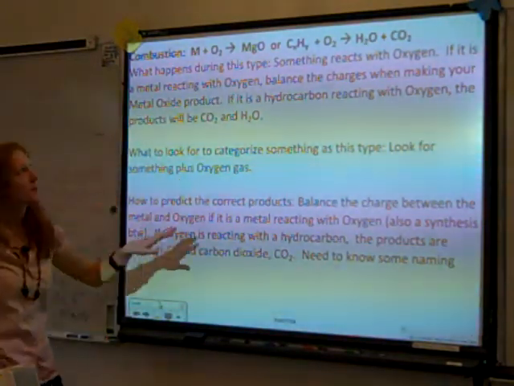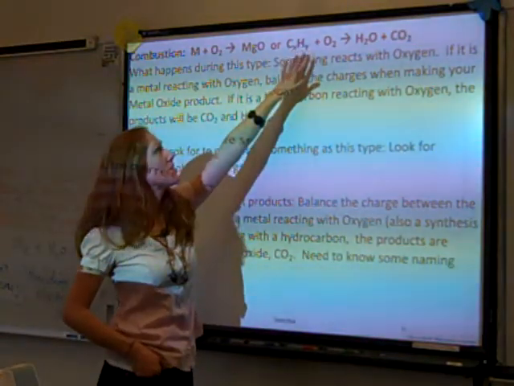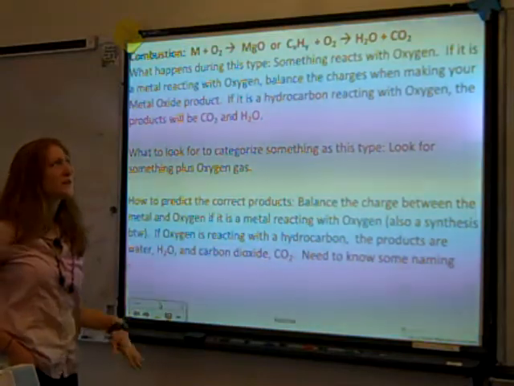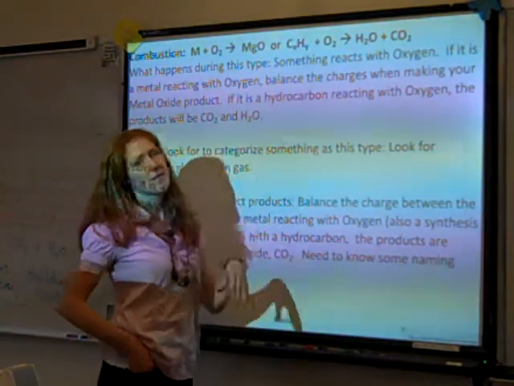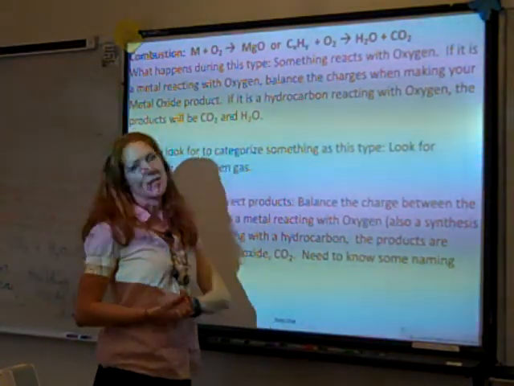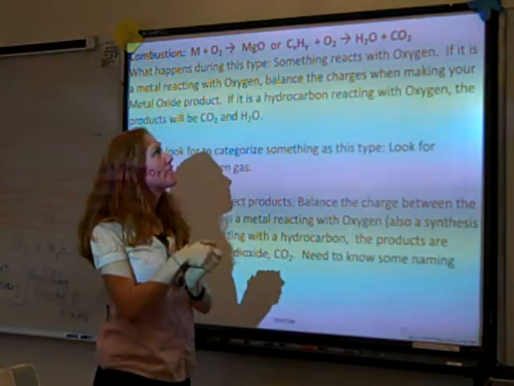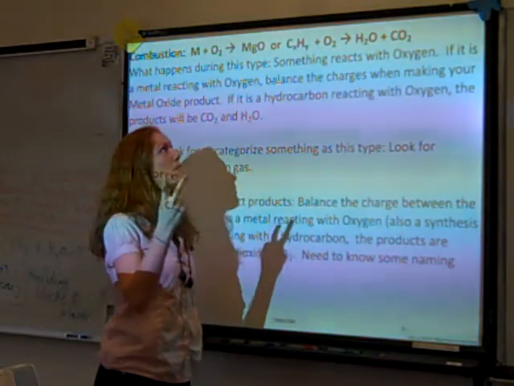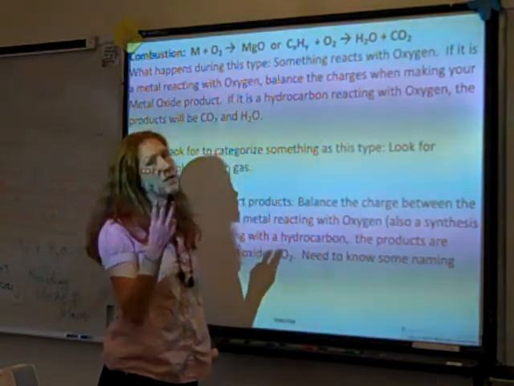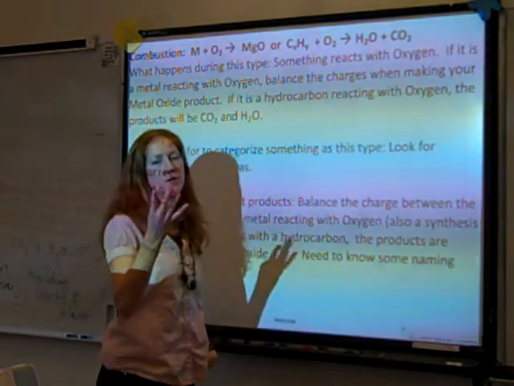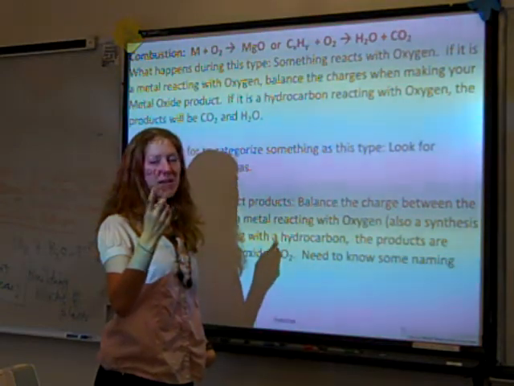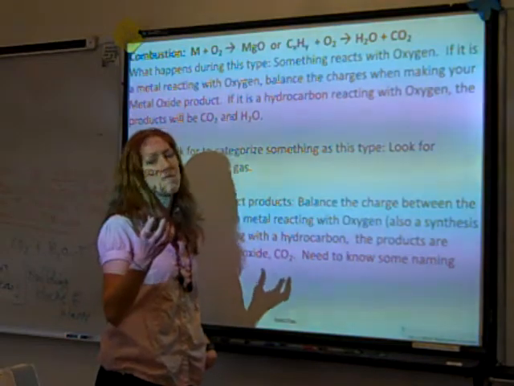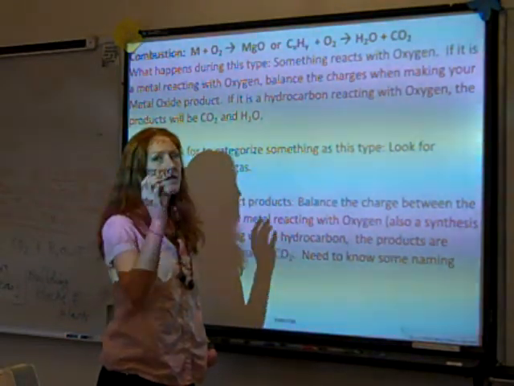To predict the correct products, well, this one's easy. If you have a hydrocarbon, you know you're going to make water and carbon dioxide. The trick is you have to know the formula of this hydrocarbon. So you have to know some basic naming. The ones you have to know are meth means 1 carbon, eth means 2, prop for 3, and but for 4. And one way to remember that, my ear peels badly. Meth, eth, prop, but. That'll help you remember the M, E, P, B.